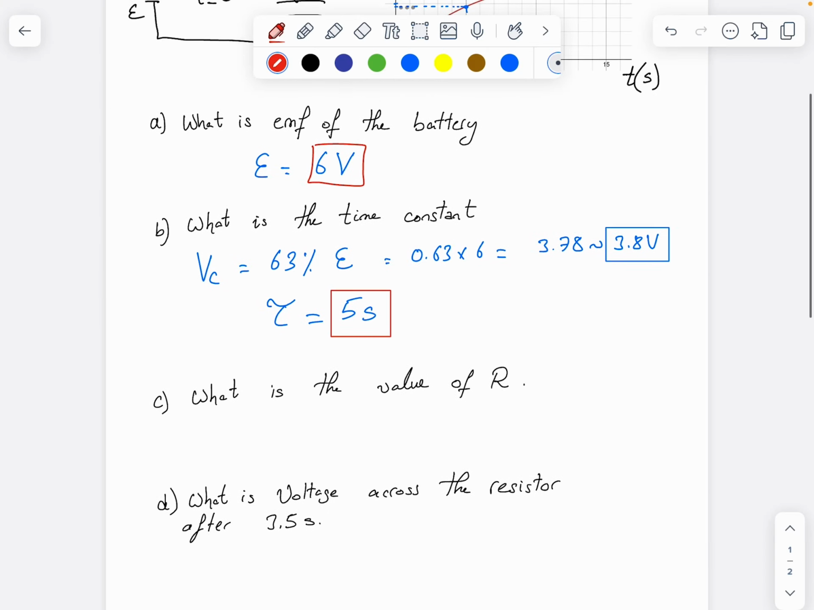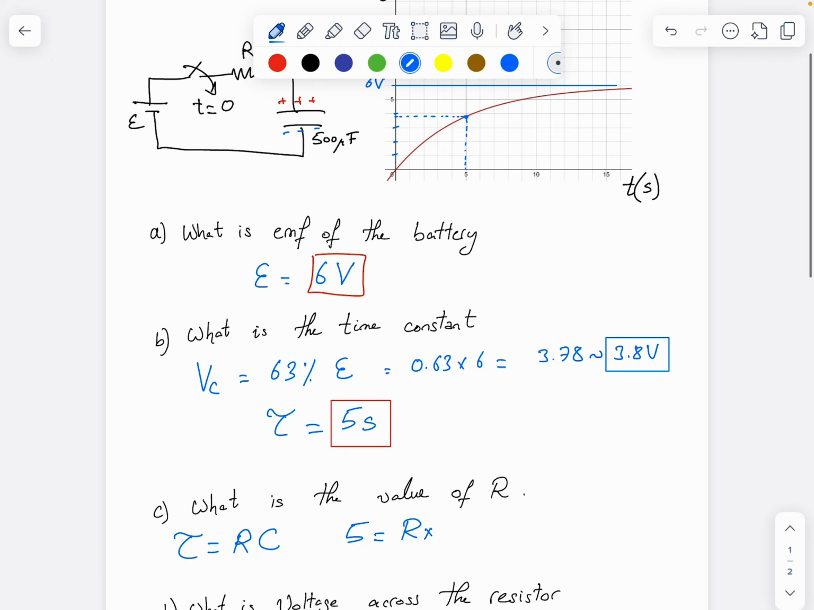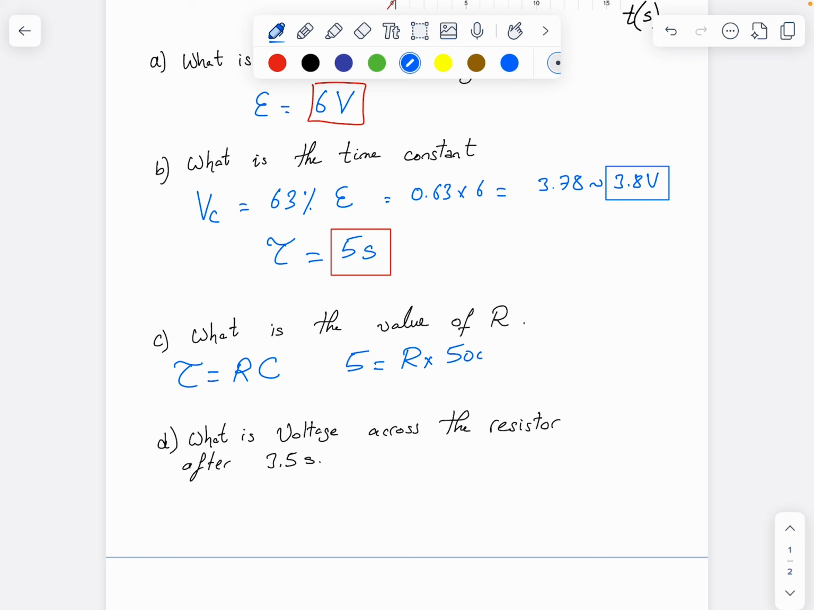What's the value of the resistance R? Now, we know by definition, the time constant is R multiplied by C. So this means 5 is equal to the resistance multiplied by the capacitance, which is 500 microfarads, 500 times 10 to the negative 6. You do the math, 5 over 500 times 10 to the negative 6, and you will get 10,000 ohms or 10 kilo ohms. So that's the value of the resistance, which is 10 kilo ohms.